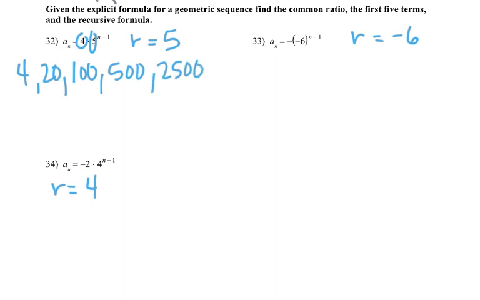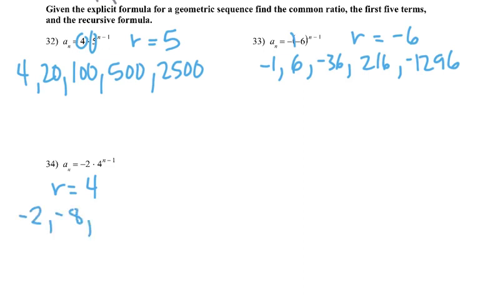Okay, for 33, a negative outside really means negative 1. So negative 1 for my first term, positive 6, negative 36, positive 216, and negative 1296. Then 34, we start at negative 2 and we're times them by 4. So negative 8, negative 32, negative 128, and finally negative 512.